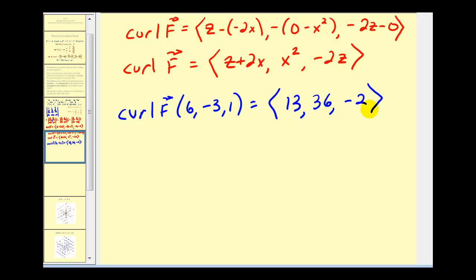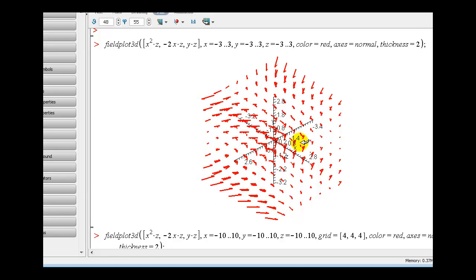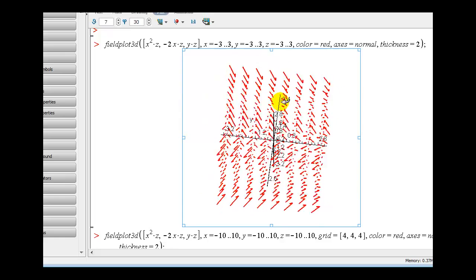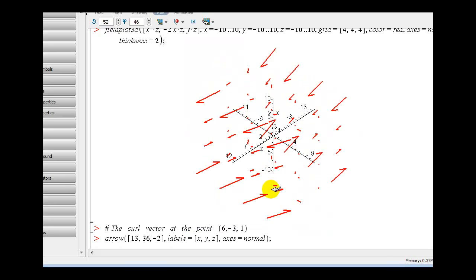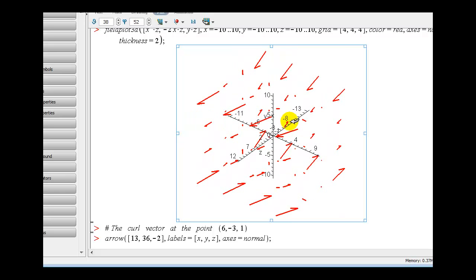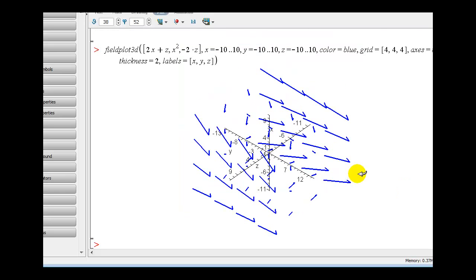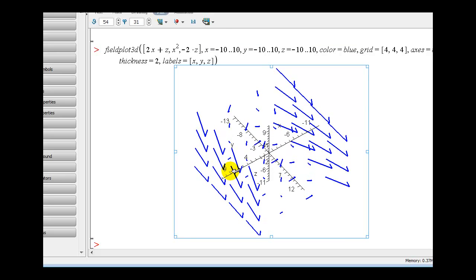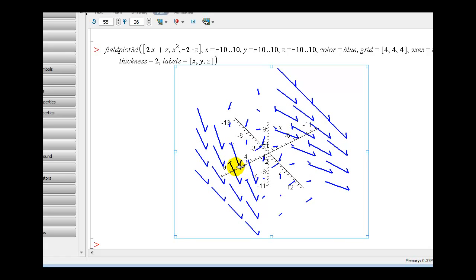So now that we've answered the question, let's go ahead and interpret the results. Here's the given vector field. Here it is again with fewer vectors in the vector field. And the curl vector field is this vector field here. Remember, the vectors in this field point in the direction of the axis of rotation, and the magnitude of these vectors represents how strong or how fast an object would rotate at that location.